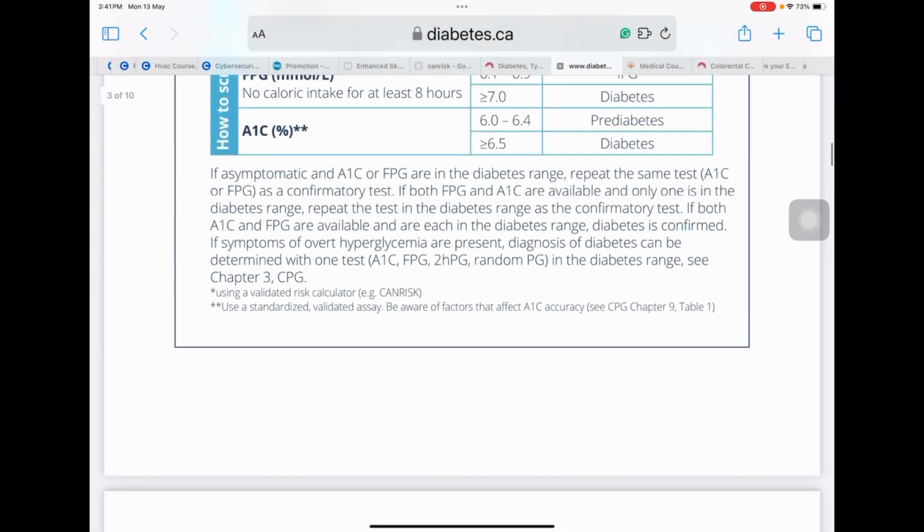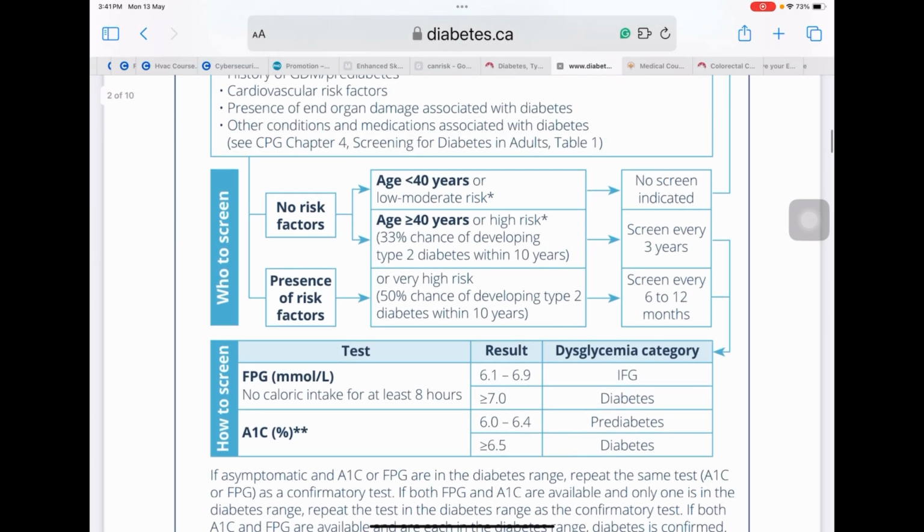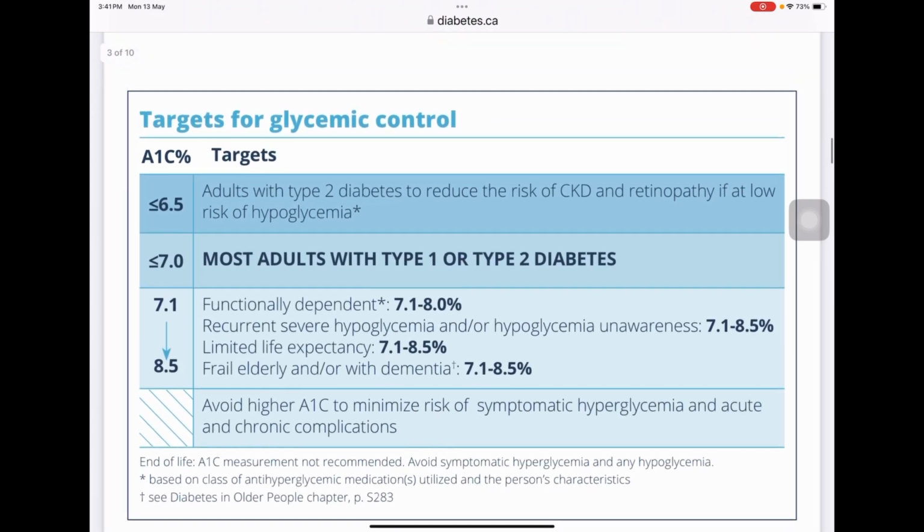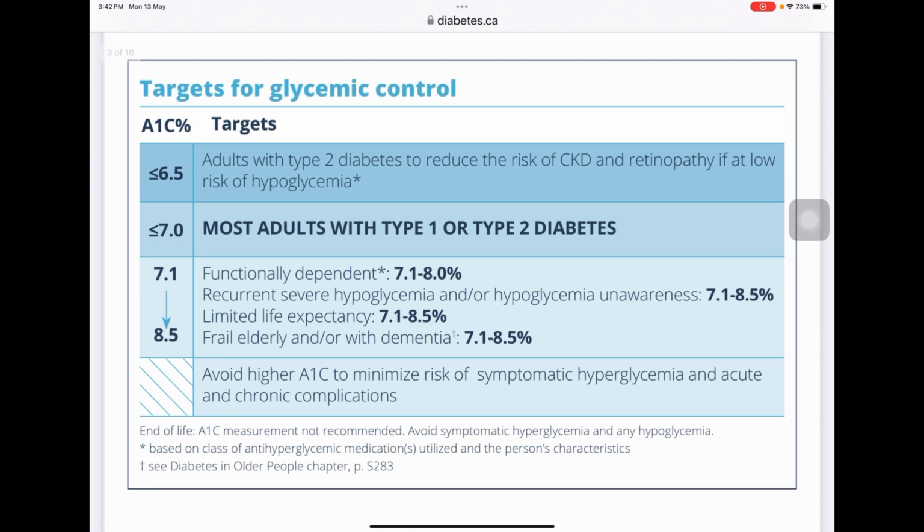Okay, so we have covered the CanRisk calculator, we have studied the screening guidelines, and then what do we have to use for screening, right? What test are we using? Now the target HbA1c should be less than 6.5 in adults with type 2 diabetes to reduce the risk of cardiovascular disease, CKD and retinopathy, if at low risk of hypoglycemia. So if the patient is at low risk for hypoglycemia, based on the class of anti-hyperglycemic medication utilized and the person's characteristics, we need to keep the HbA1c less than 6.5.